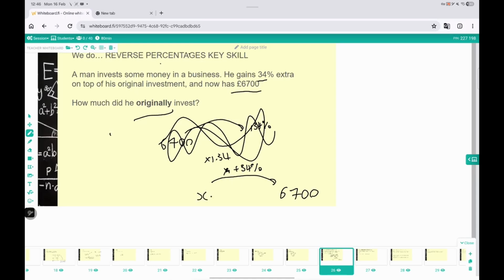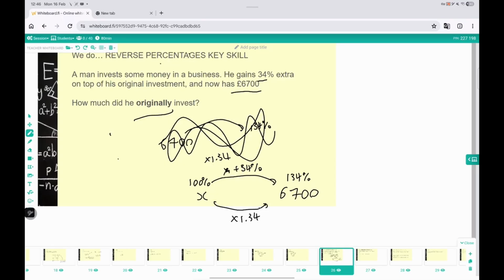And this number we're going to call x because we don't know what it is. Well, we know it was 100% of itself, right? Every number starts with 100%. It was originally 100% of itself, then we added on 34%. So we've now got 134% of the number. That means we had to times our original number by 1.34 to get 6,700.